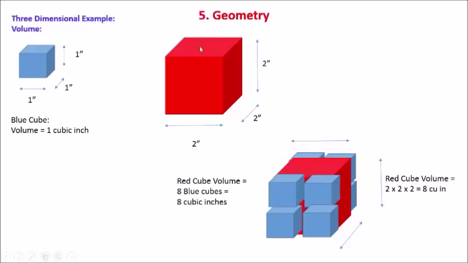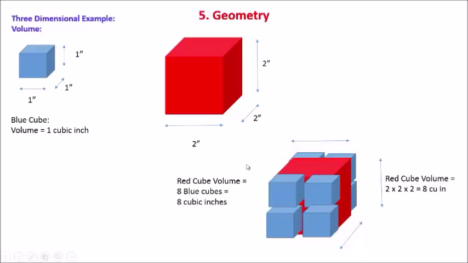So now the volume of this red cube is exactly 8 cubic inches. Why? Because I have 8 blue cubes that fill in the red cube, and each blue cube is exactly 1 cubic inch. Okay, so with 8 blue cubes, I've got 8 cubic inches. So now we can actually write down the formula.